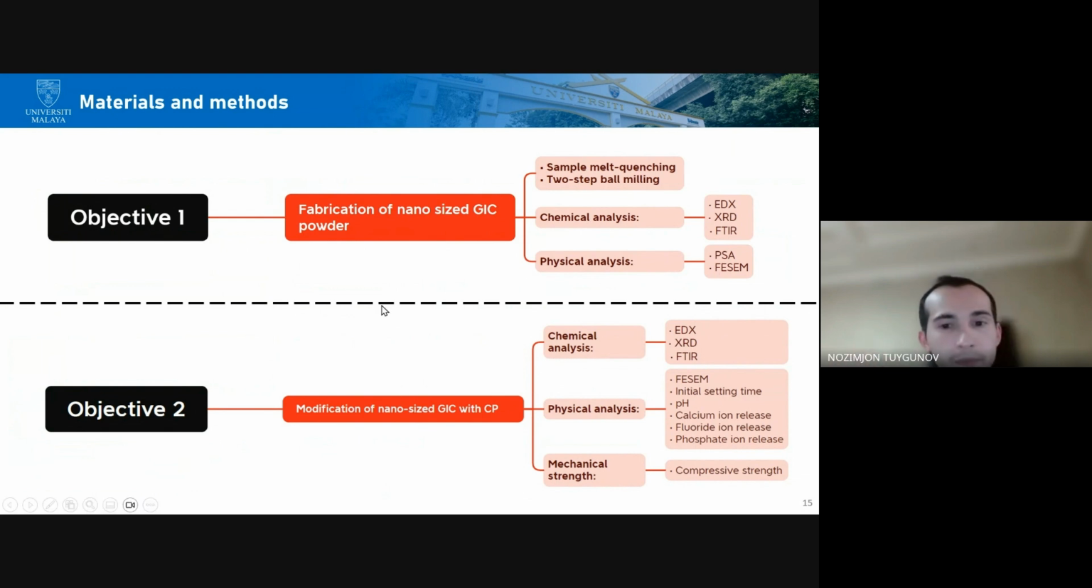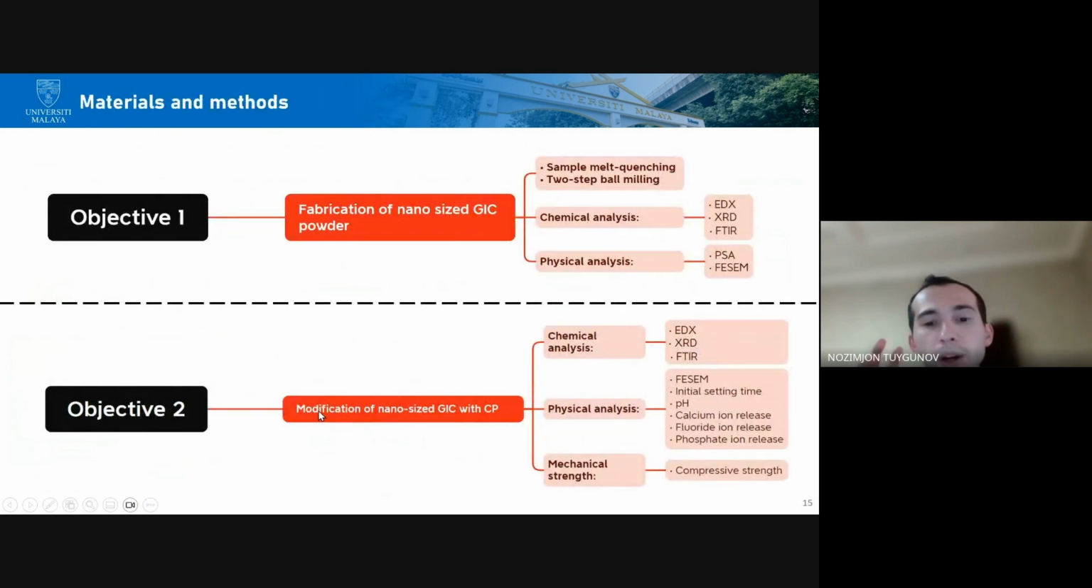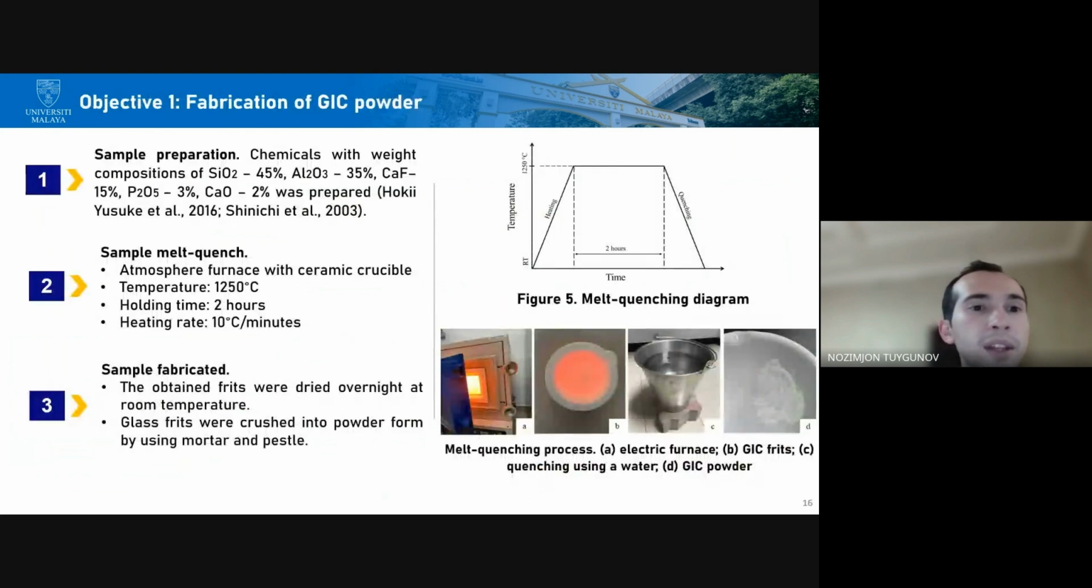Based on our objective 2, we modified our GIC powder with calcium phosphate and investigated its chemical properties, which are EDX, XRD, and FTIR. Then we employed SEM, initial setting time, pH, and ion releases such as calcium, fluoride, and phosphate. As a mechanical strength analysis, we used compressive strength analysis.